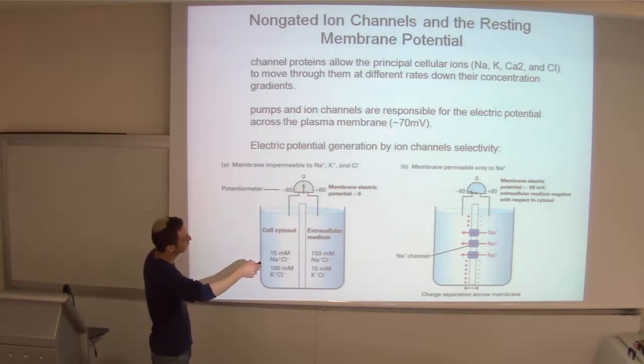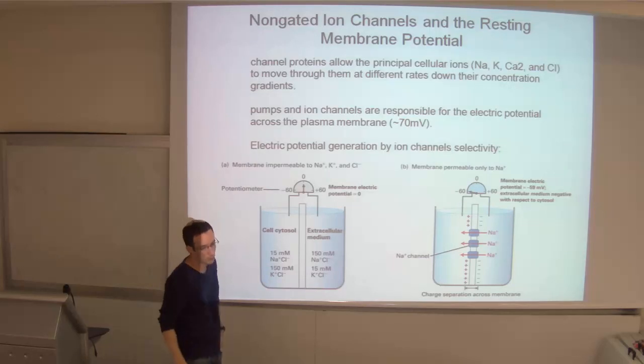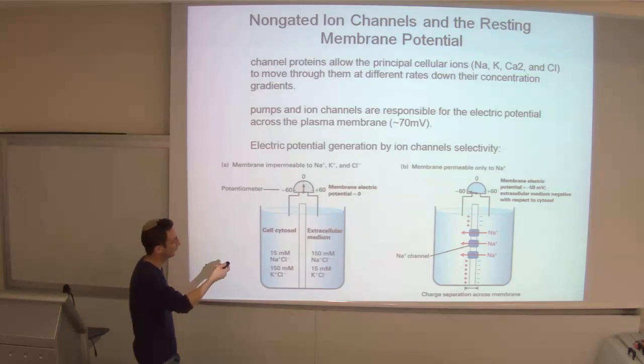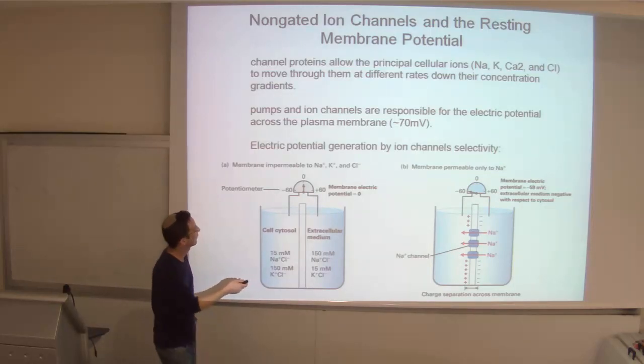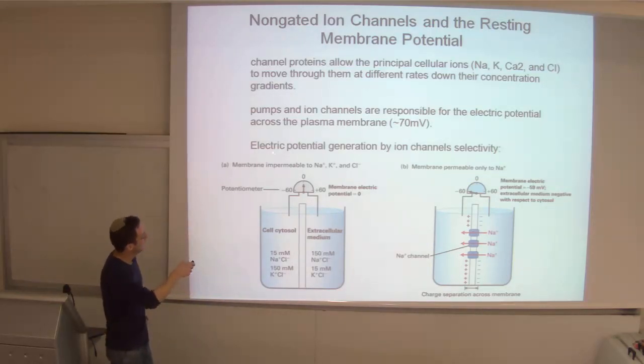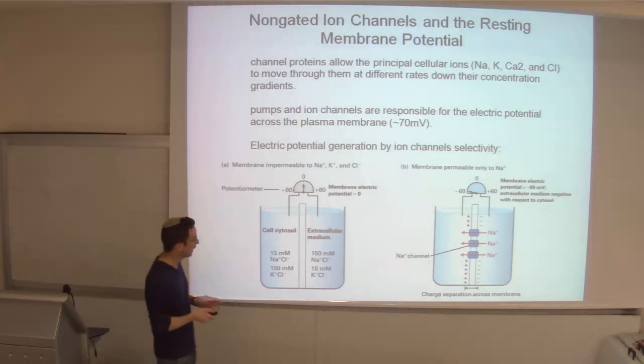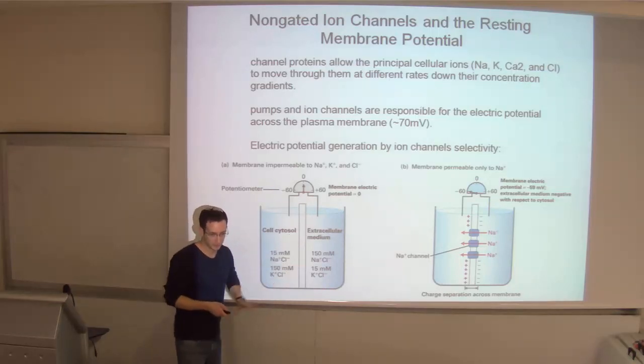For neurons, it's usually around minus 70 millivolts. For all cells in nature, it's always negative, and quite close to minus 70 millivolts most of the time. And electric potential generation by ion channel selectivity: in order to understand how we achieve this negative potential across the cellular membrane, let's consider the following system.